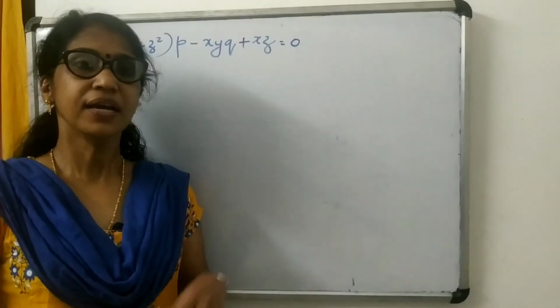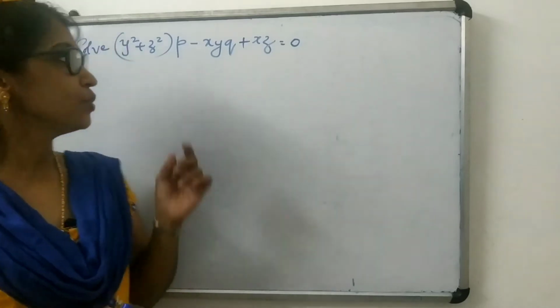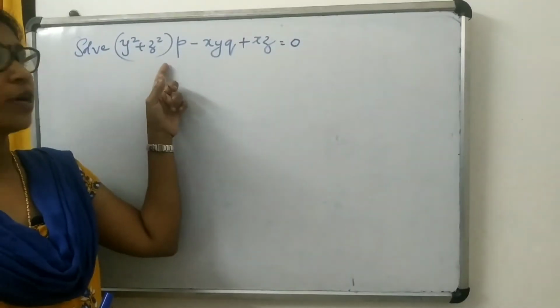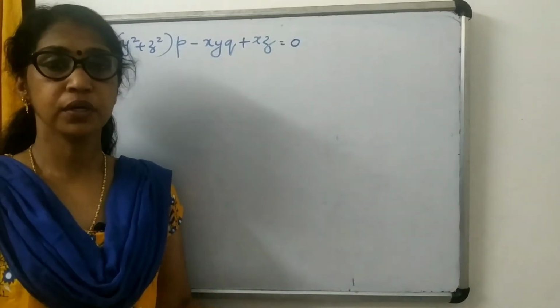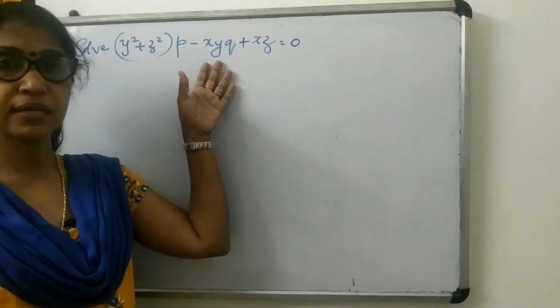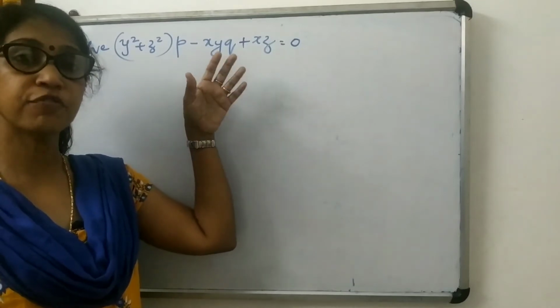Hi students, now the next problem in Lagrange's linear differential equation. So today's problem, (y² + z²)p − (xy³ + xz) q = 0. So the given question is like this. We have to first write the given equation in the proper standard form.